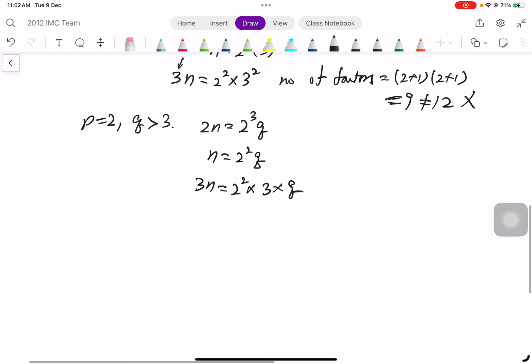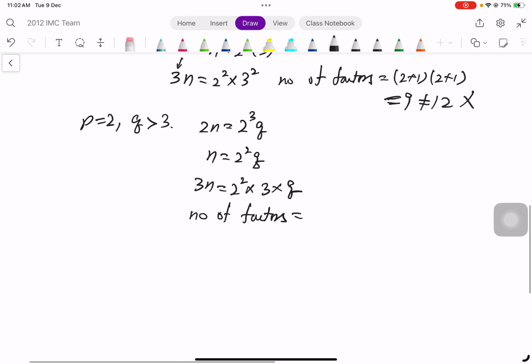Therefore, number of factors, that will be just equal to what? That will be 2 plus 1 multiplied by 1 plus 1, because this is 3 to the power 1. And then your Q is actually 1. Therefore, 1 plus 1, and it is equal to 12. Yes, it fulfills the criteria.